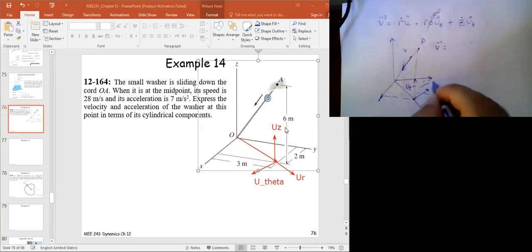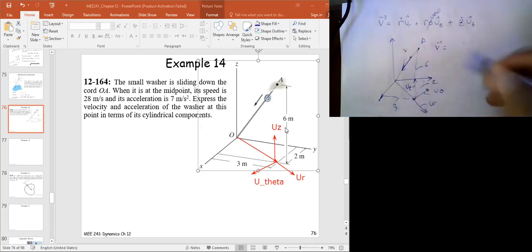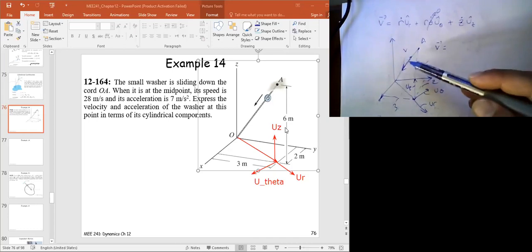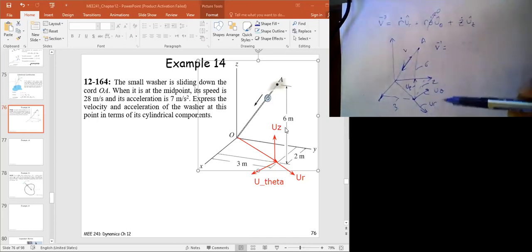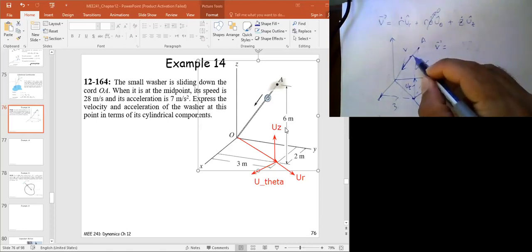Well, I know this distance here is 2, this distance here is 3, and this guy is 6. How can I find the UR component of the velocity vector? Can we use the Pythagoras theorem? We find the square root of 3 squared plus 2 squared, then the square root of this squared plus 6 squared, and we get OA. Then we take the unit vector of it. Let's see, I think we need this angle, right?